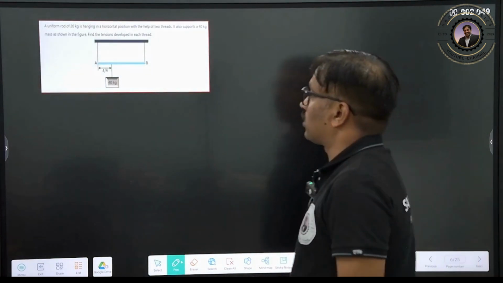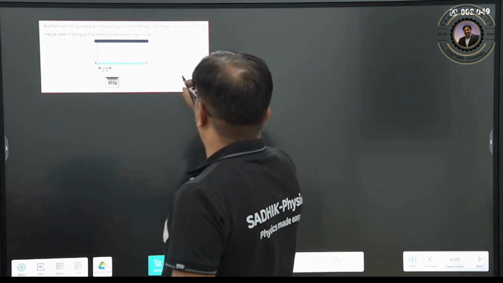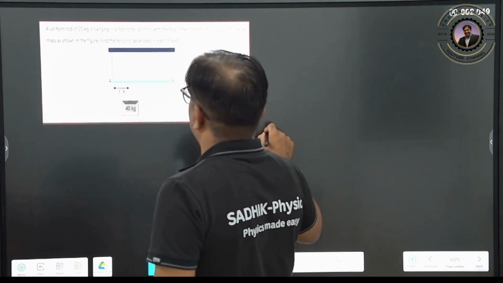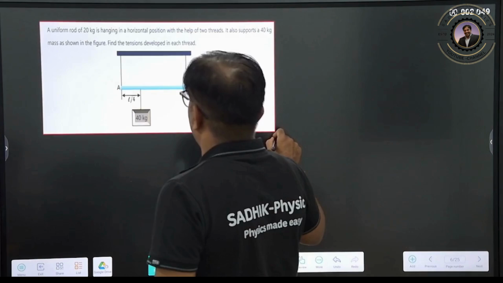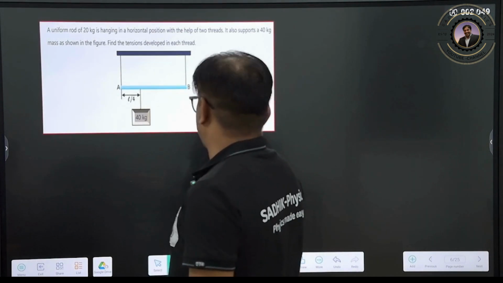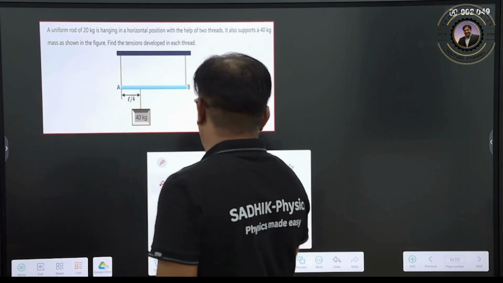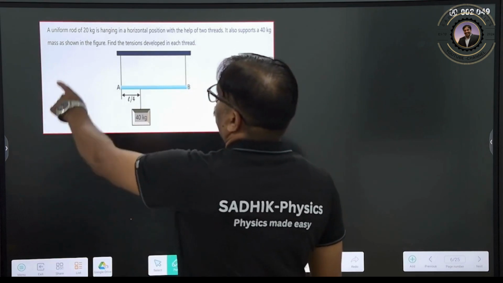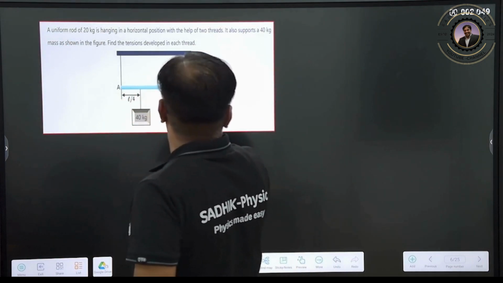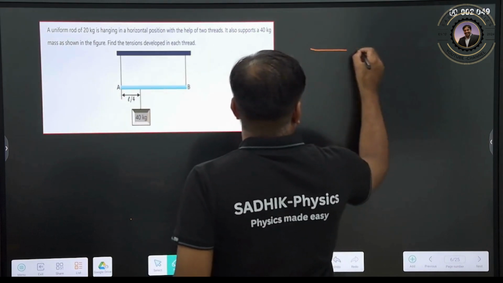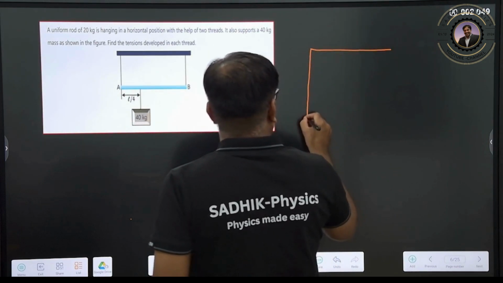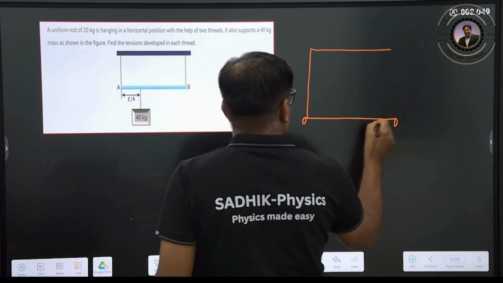Now we will do one more question here. It is a very important question, the most important one. Try to understand this one. A uniform rod is there. This is one rod.